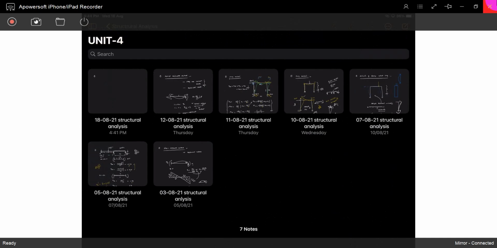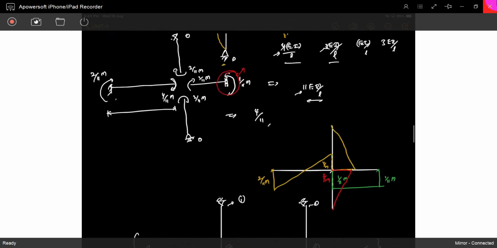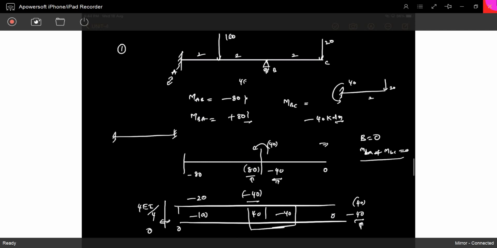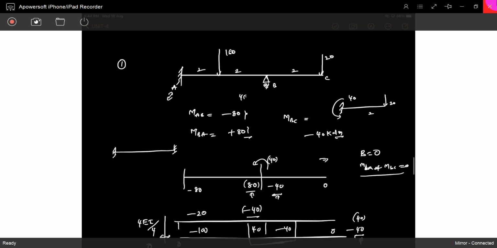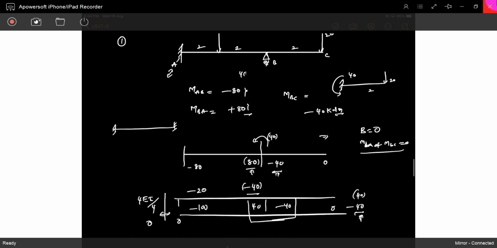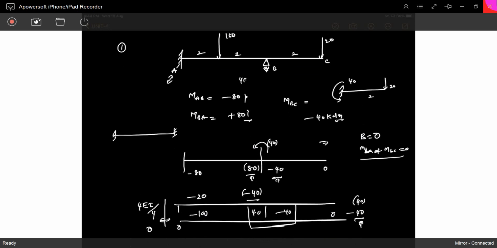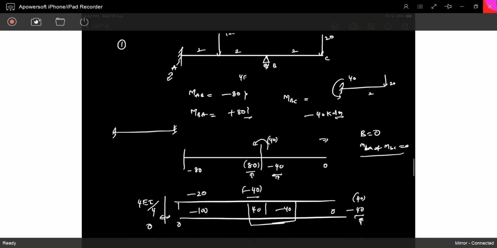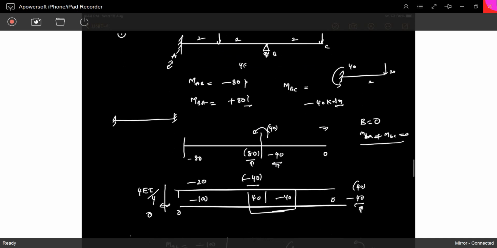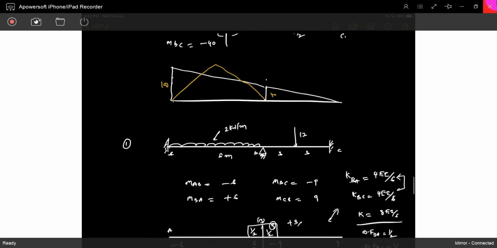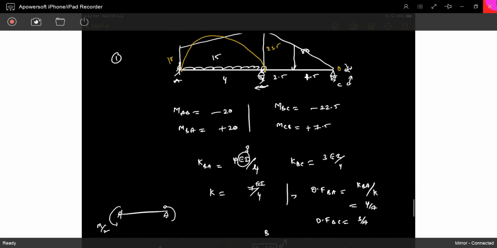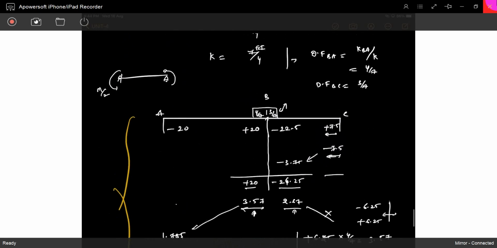We will see the problems. We already saw one problem in yesterday's previous class. See how simple it is. It's an overhang beam. We just simply take it and distribute it. Simple. It's fixed. We solved it. Now we will see another problem.